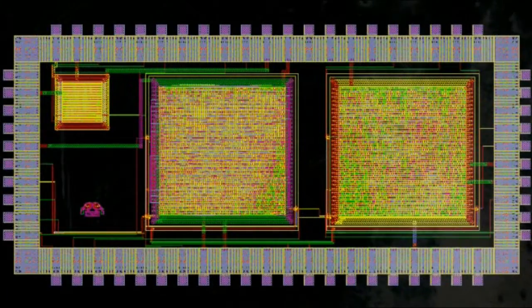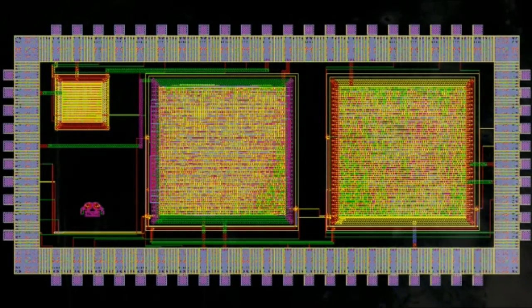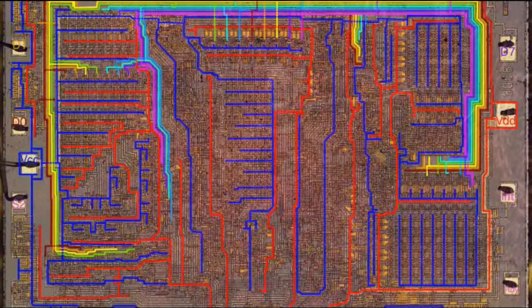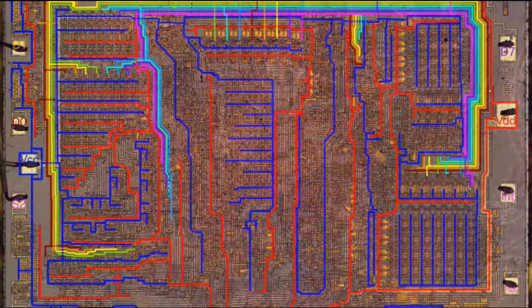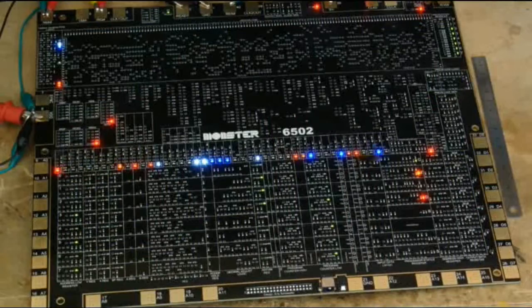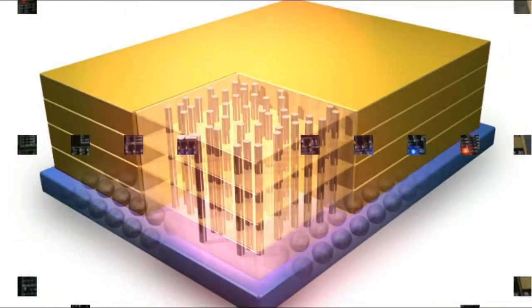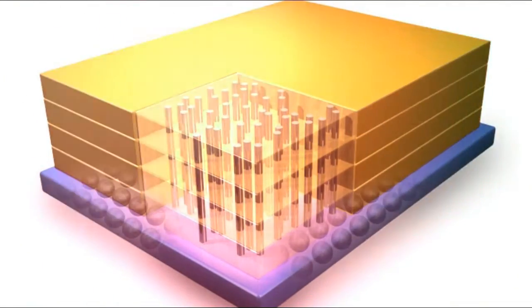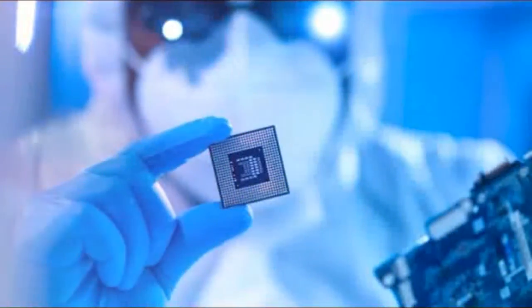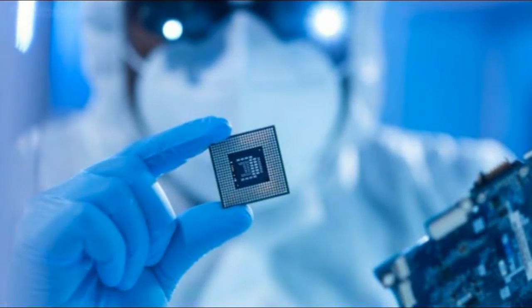65 nanometers technology. This technology became widely used in the 2010s, and more advanced ICs and some microprocessors were built using this technology. 45 nanometers and 32 nanometers technology. These technologies were used from 2010 to 2020 and made much more advanced ICs with many capabilities.